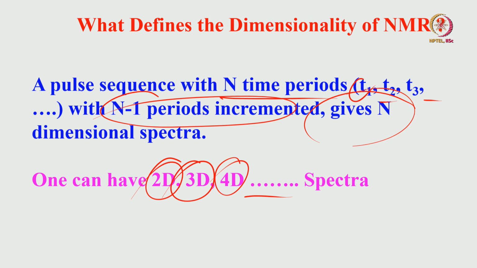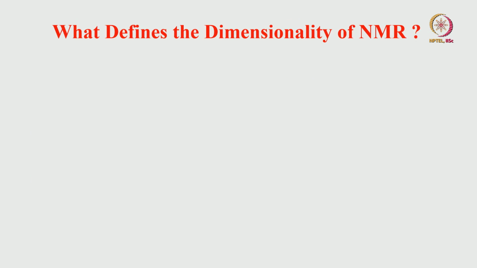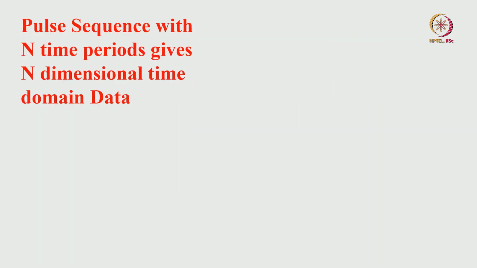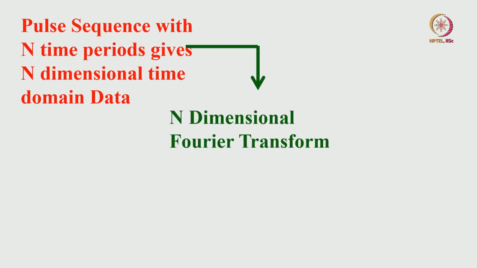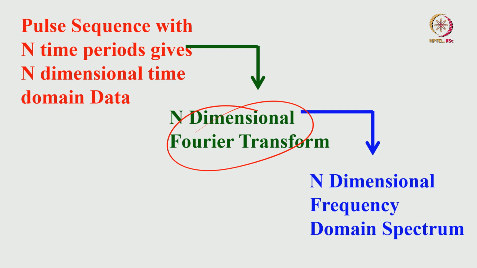You understood? What is the dimensionality? Dimensionality is defined by the time periods. So, what defines the dimensionality? If you go further, a pulse sequence with n time periods gives n-dimensional time domain data, and you do n-dimensional Fourier transformation, you are going to get an n-dimensional frequency spectrum.